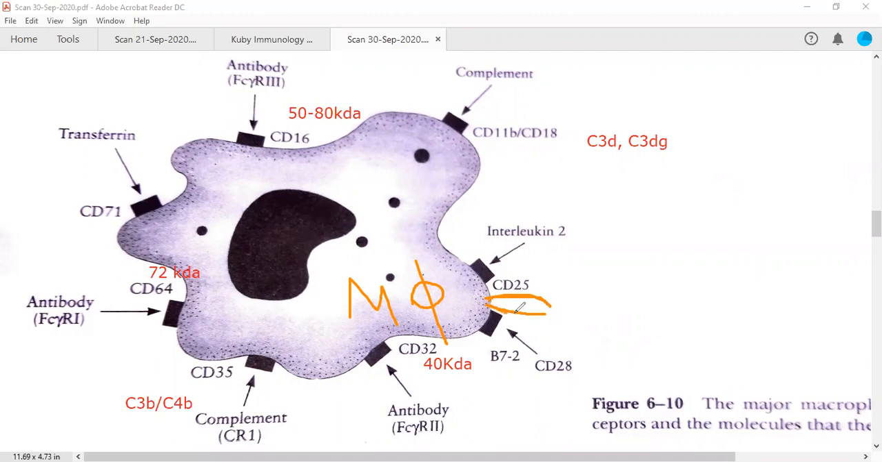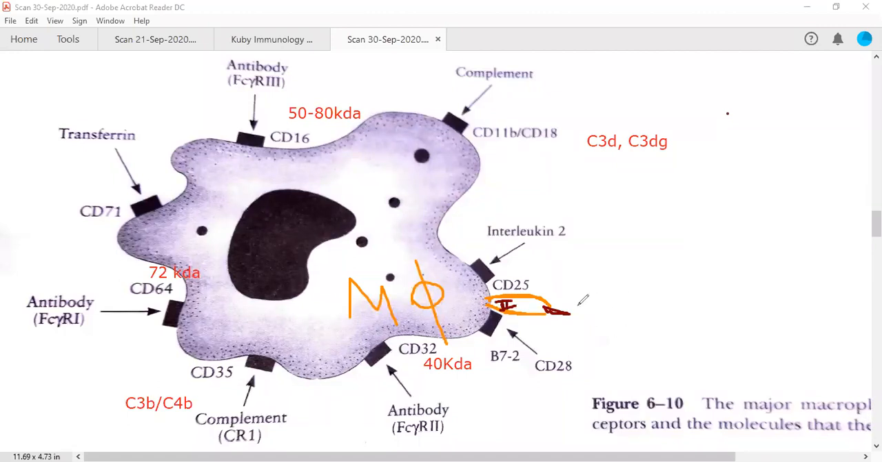So it will express some kind of receptors over its surface, and these receptors will hold some kind of antigen, right? So suppose this is a fragment of antigen, which it is expressing to some other cell. Because this is MHC class 2, obviously it will interact with CD4.